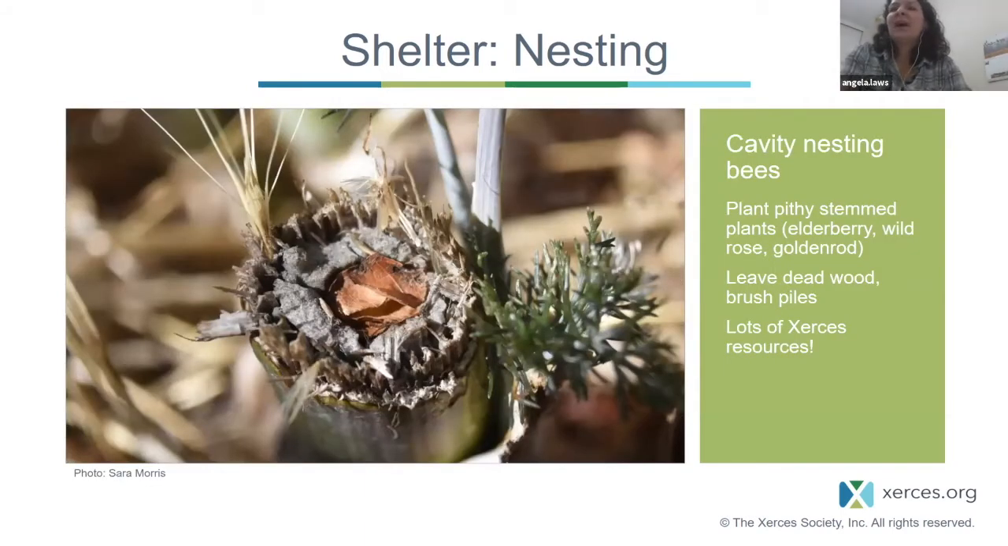Cavity nesting bees often like pithy stemmed plants, and the plant list that I will link to has a list of these pithy stemmed plants, but things like elderberry, wild rose, goldenrod, they like yarrow, penstemon. Leaving some of those plants will allow habitat for these bees to nest in.